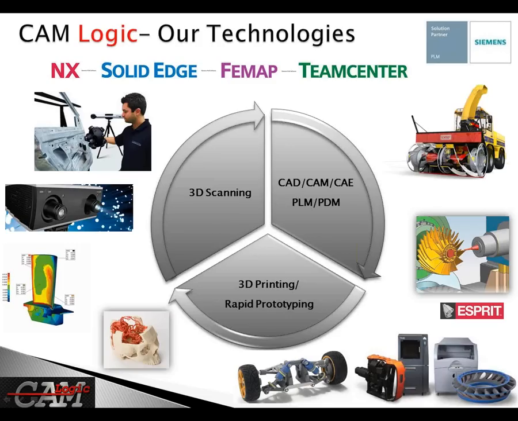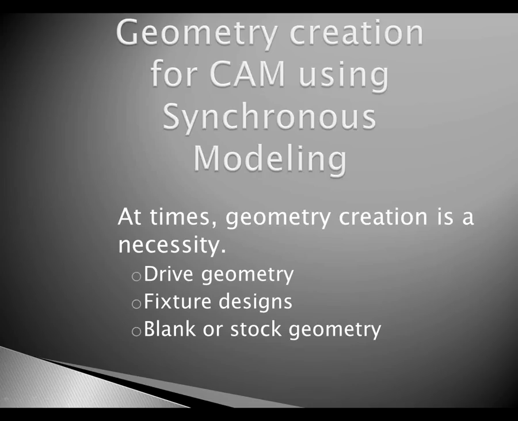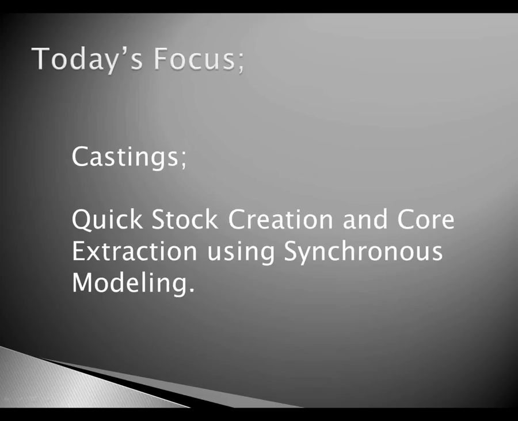Now that you've heard a bit about CamLogic, let's move on to today's topic, geometry creation for CAM using synchronous modeling. As CNC programmers, we normally get the part to be machined from the design staff or a customer. However, a print is usually all we get. We're pretty much on our own when it comes to fixturing, creating drive geometry, blank or stock geometry. If you machine castings, you may be fortunate enough to get a casting model along with a finished part, but not always. You may have to create your own to use as blank geometry, or you may have to design the mold, which is usually the hardest part, creating core. Synchronous modeling simplifies many of the design tasks we're faced with as CAMsters, so let's see how this might work.